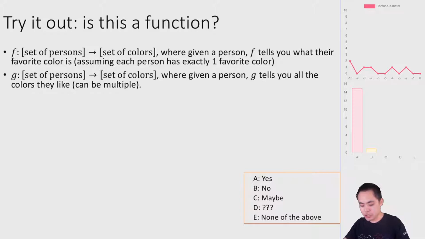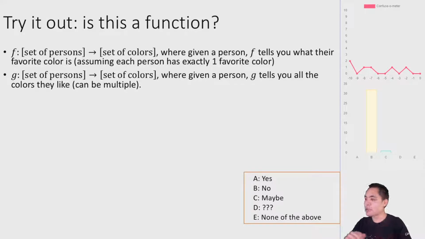What about this other function? So let's say we have a set of persons mapping to a set of colors, where given the person, g tells you all the different colors they like. Okay, looks like we're getting a lot of B's in chat. Yes, exactly. This is not a function because it maps one thing to many things.